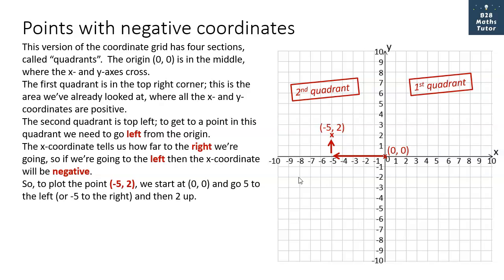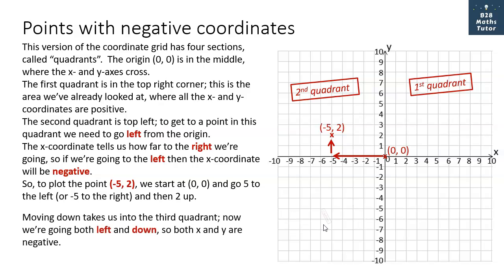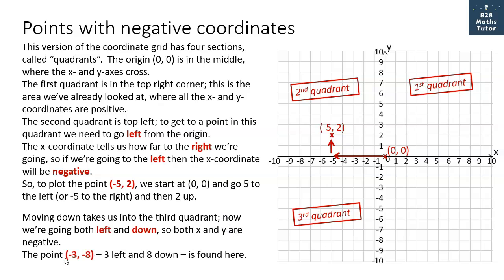If we move down to the next quadrant, the third quadrant, now we're going to the left and we're also going down, so the y-coordinate is also going to be negative. So as an example, we've got negative 3, negative 8. So we go 3 to the left and 8 down, and we end up down here.